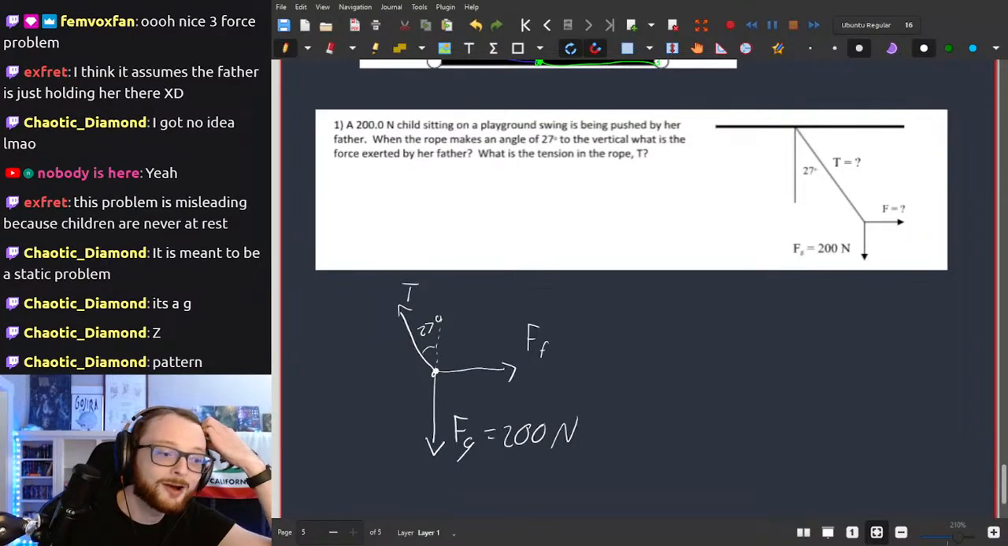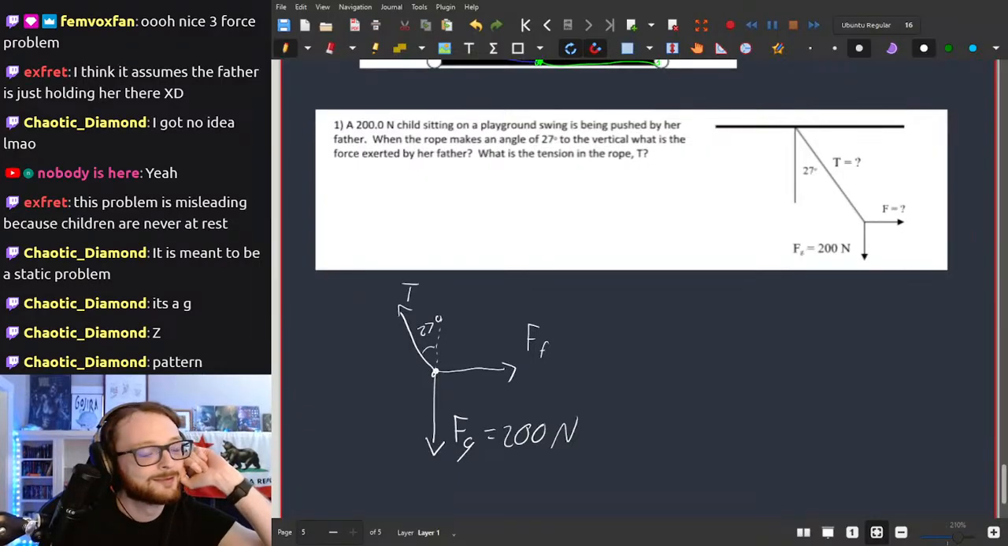Z pattern? Oh yeah, that's a nice way of remembering that. Okay, so what I would do here, or how you usually do these problems, is you sum up all the forces in the horizontal direction, set it equal to 0. Sum all the vertical forces, set it equal to 0. And usually that gets you what you want.